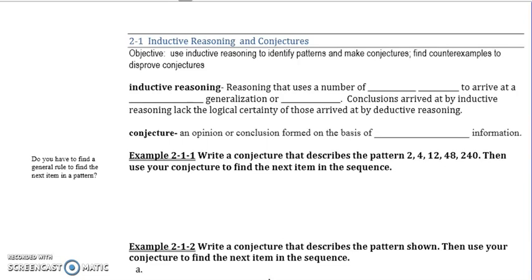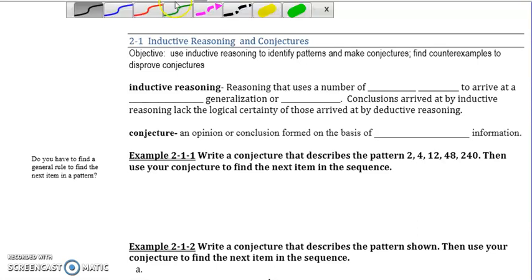So this is the lesson for 2-1 Inductive Reasoning and Conjectures. So we're going to start off talking about what inductive reasoning is, and that is the reasoning that uses a number of specific examples to arrive at a broad generalization or conclusion. So we do this a lot. Basically everything we do is some sort of inductive reasoning and processing in our brain.